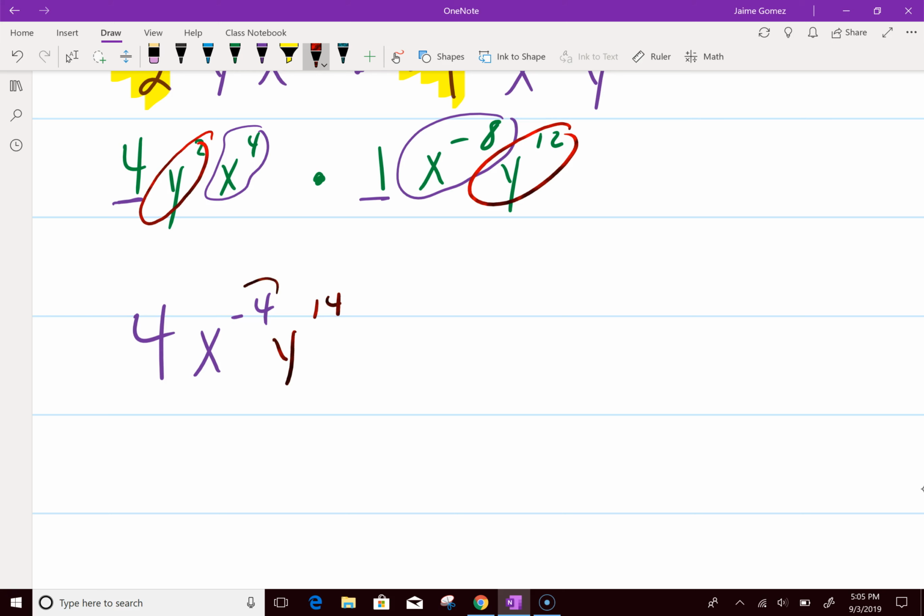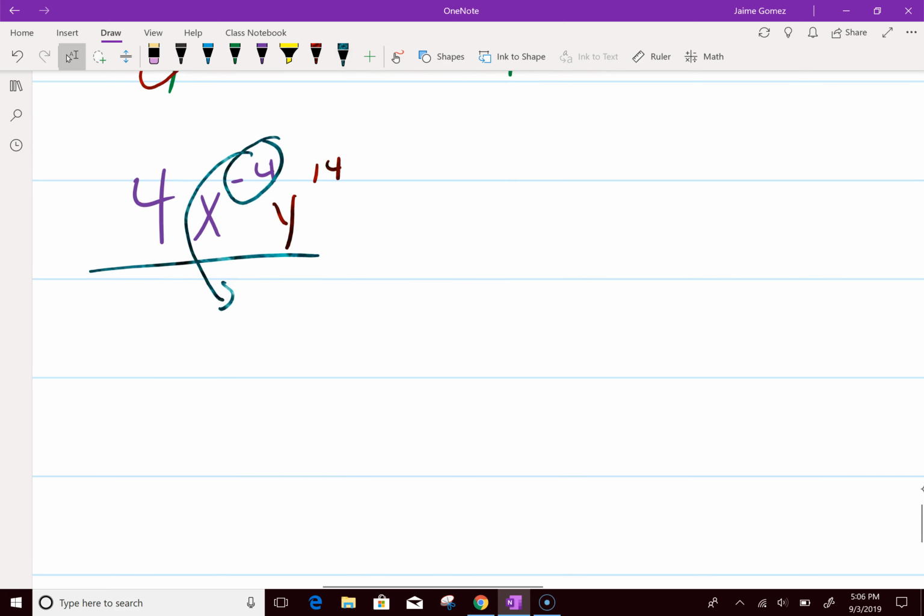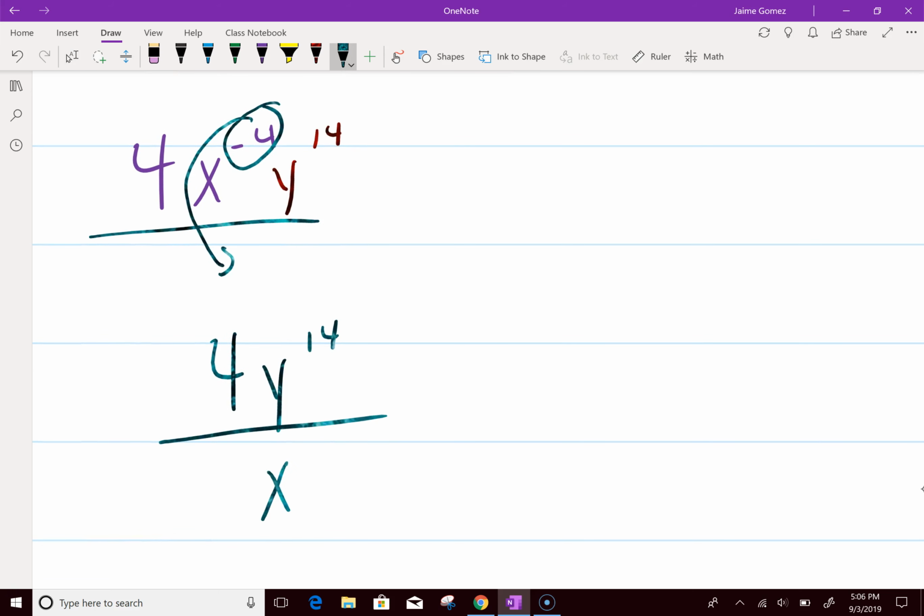Now remember that we can't have this negative. So make a fraction and kick it to the bottom. So the 4 and the y14 stay on top. And then the x to the 4 now goes to the bottom. And it's positive. And there you go. And that's it.